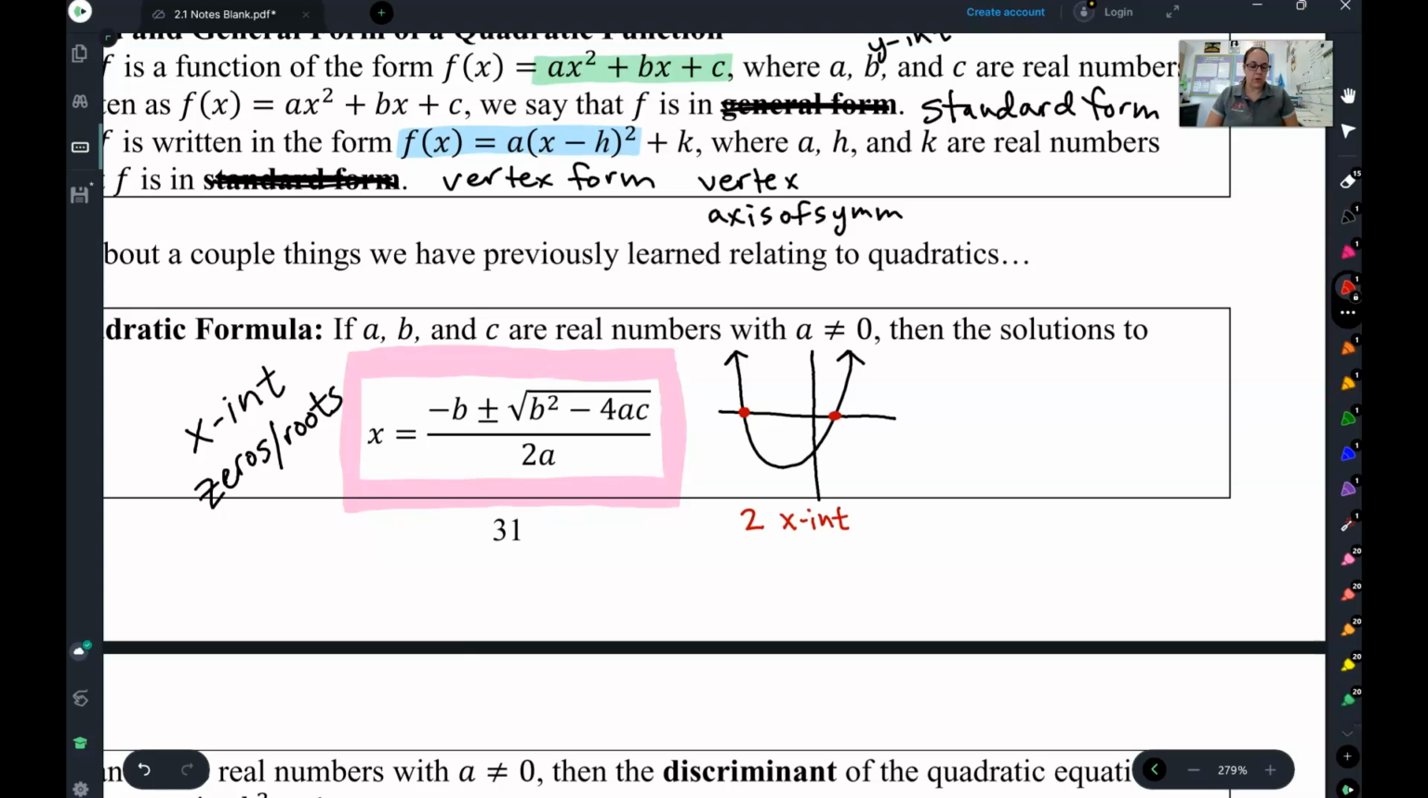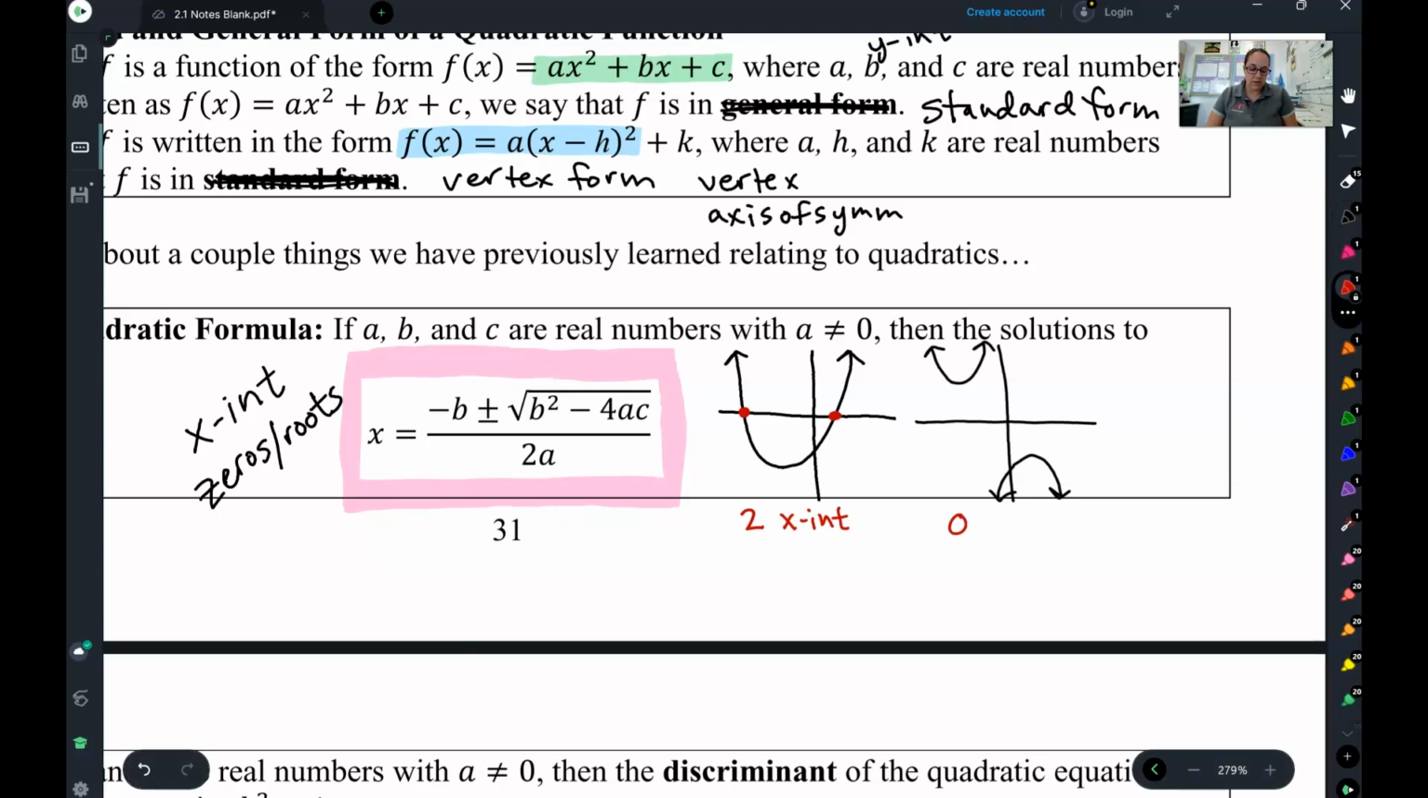So then I would ask you, is there a possibility, a parabola we can draw that would have 0 x-intercepts, meaning it doesn't ever cross the x-axis? Well, yeah, if you have a parabola that is above the x-axis pointing up or below the x-axis pointing down. Both of those kinds of parabolas will never touch the x-axis.